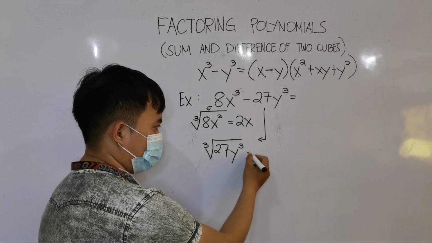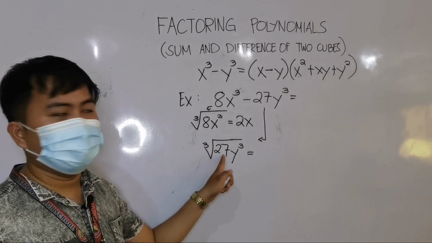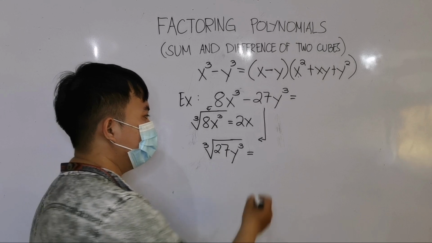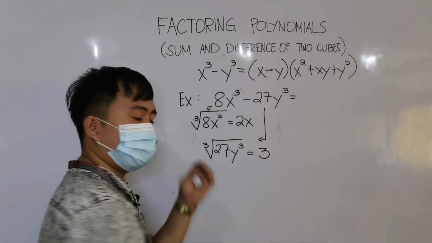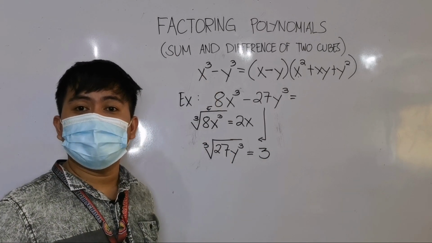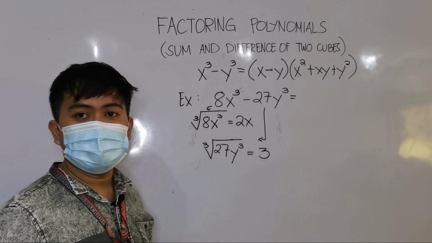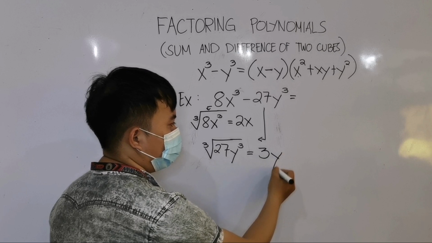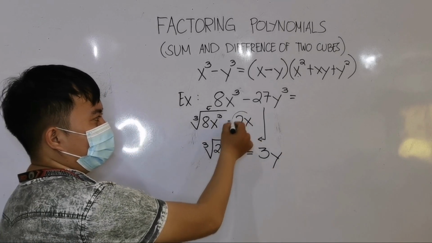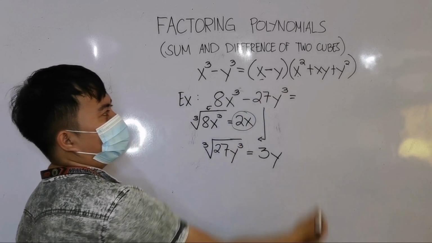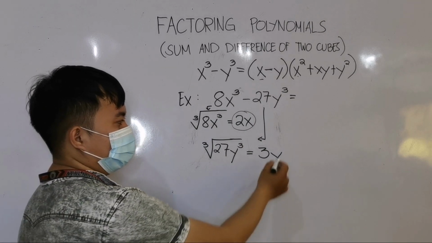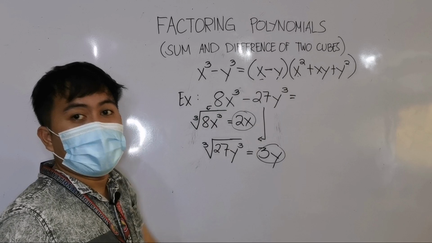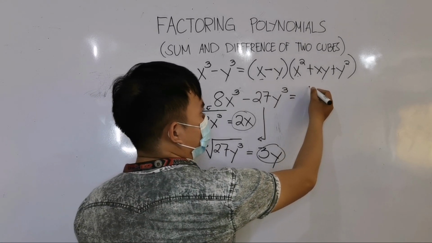Okay. What is the cube root of 27? Very good. 3. And what is the cube root of y cubed? Very good. Y. This is now the value of your first term, or x, and this is now the value of your second term, y. So, isusulat po natin yan.